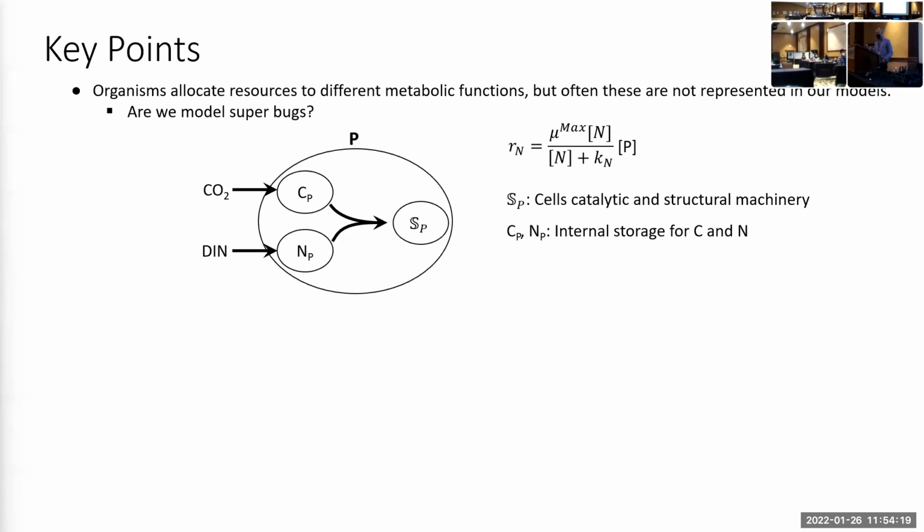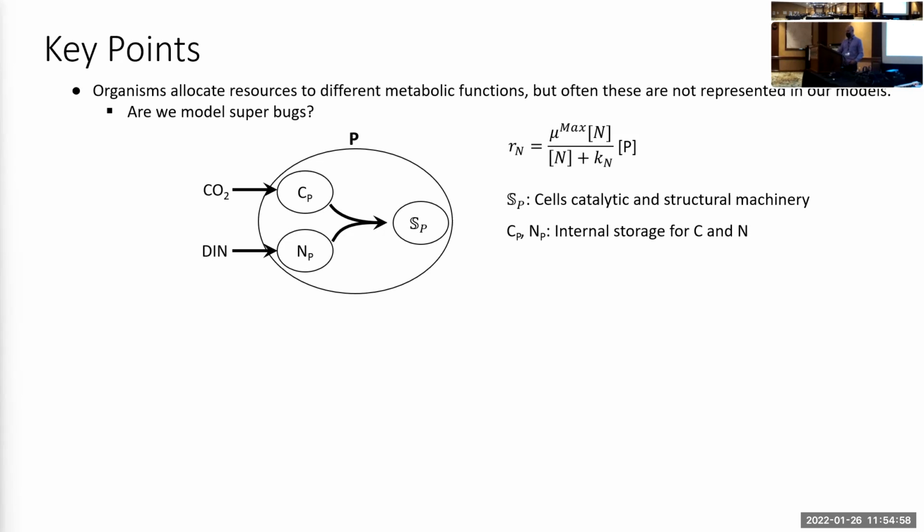So I want to put out a couple of key points that I'm going to try to make in this talk. One is the aspect of how cells can dynamically allocate resources. To a certain extent, we oftentimes model superbugs still, in the sense that if I have some phytoplankton here consuming carbon and nitrogen, in this case in two internal pools, we might model the rate of nitrogen uptake as some Michaelis-Menten or Monod function proportional to the total biomass in the cell.